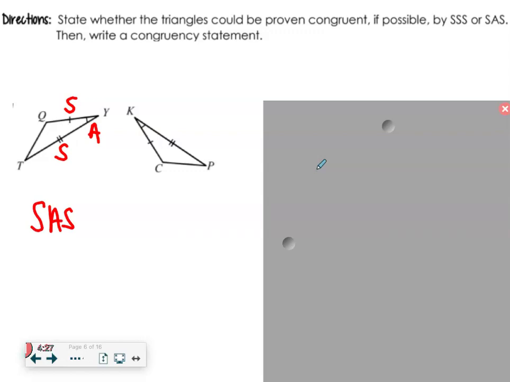And then it wants us to write a congruency statement. So I'd say triangle what? QYT. QYT is congruent to triangle CKP. You guys agree with CKP? Yeah. Okay.